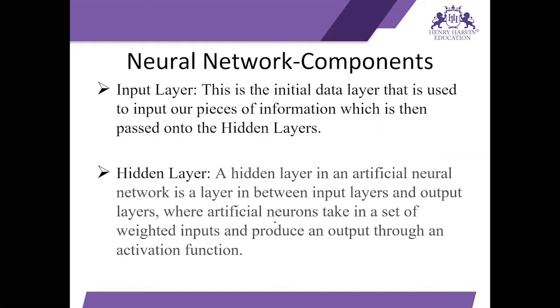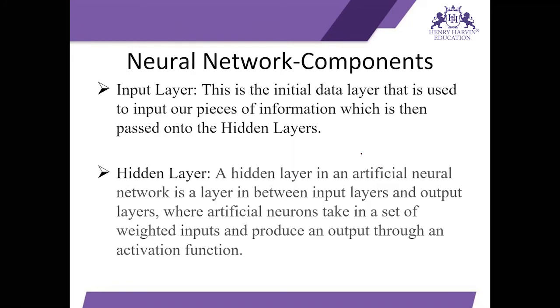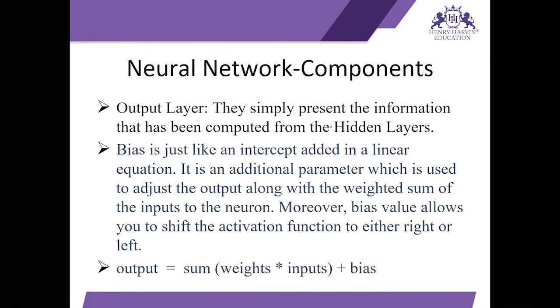Hidden layer. A hidden layer is a layer in an artificial neural network between input layers and output layers, where artificial neurons take in a set of weighted inputs and produce an output through an activation function. If you look into this, here the complete process goes on, right? In the hidden layer, the complete process goes on. And the next one is the output layer, which will simply present the information that has been computed from the hidden layers.